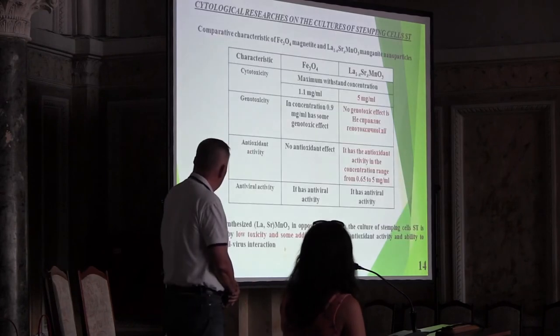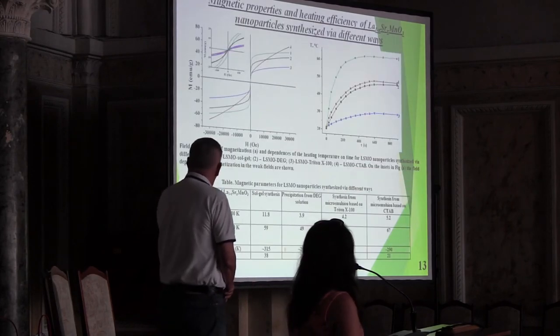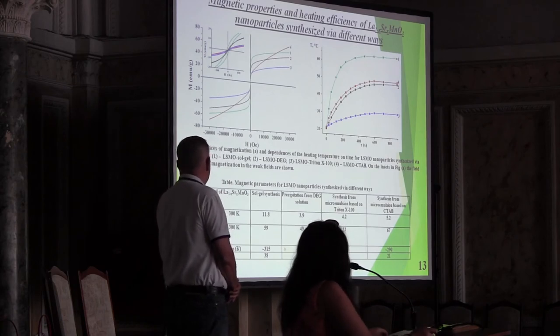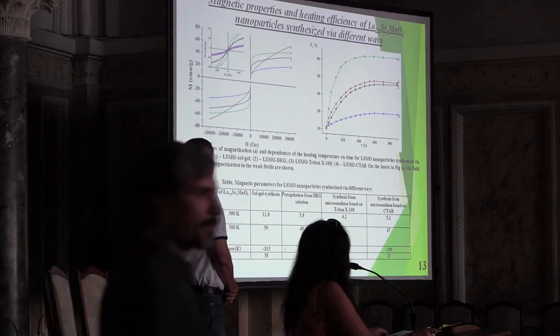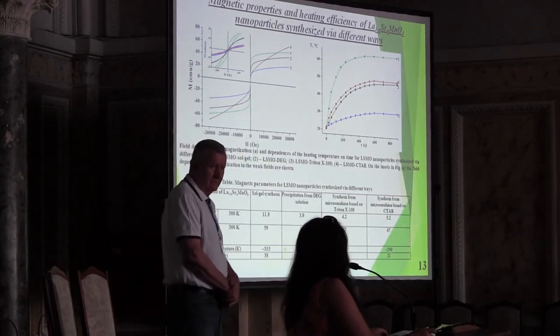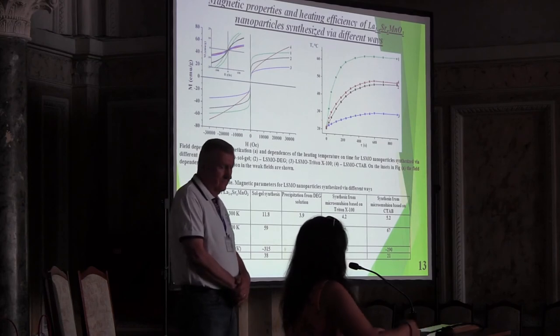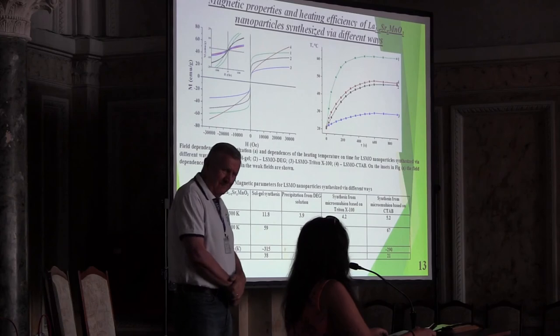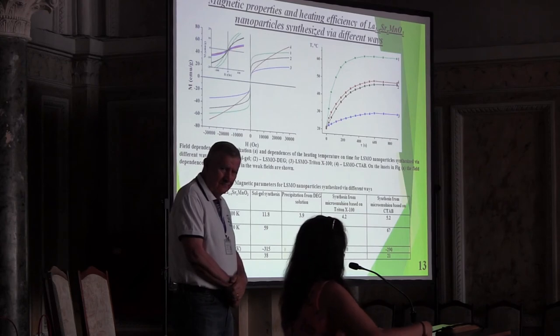We have such a magnetic parameter as blocking temperature, and the blocking temperature for manganite nanoparticles is near room temperature. It allows us to shift the temperature region in which nanoparticles are magnetic to a temperature range which is near room temperature.